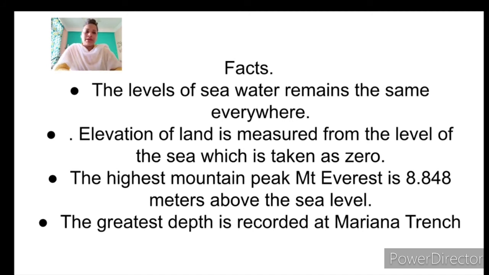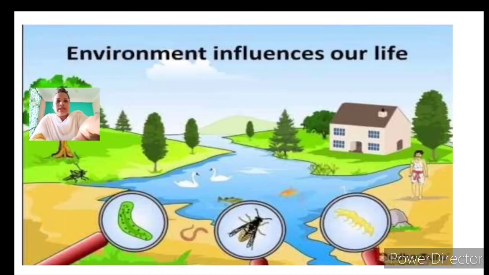So the highest mountain peak, that is known as Mount Everest, is about 8,848 meters above the sea level, and the greatest depth is recorded at the Mariana Trench. So depth and height we are talking about. Trench means the depth. The deepest portion of the earth is known as the Mariana Trench, and it is found in the Pacific Ocean. And the highest mountain peak is Mount Everest, about 8,848 meters above the sea level. So you can see in this picture.